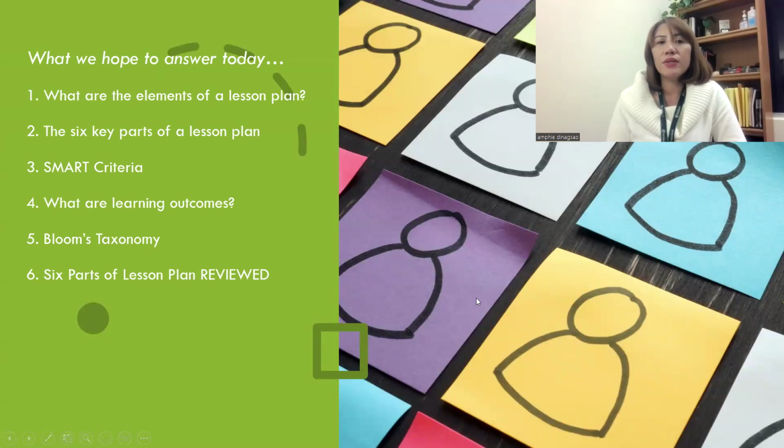So what we hope to answer today is, what are the elements, what is expected in that lesson plan, what are the key parts? Basically, there are 6, but in the UP lesson plan, there are some parts that we want you to also specify. As you know, we wanted you to really plan for that lesson. What exactly is SMART criteria? What do you mean by learning outcomes? And how are we going to make use of Bloom's taxonomy and all that?